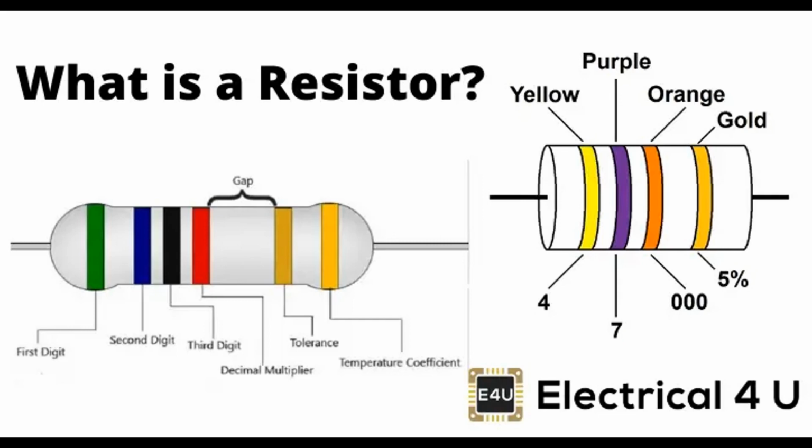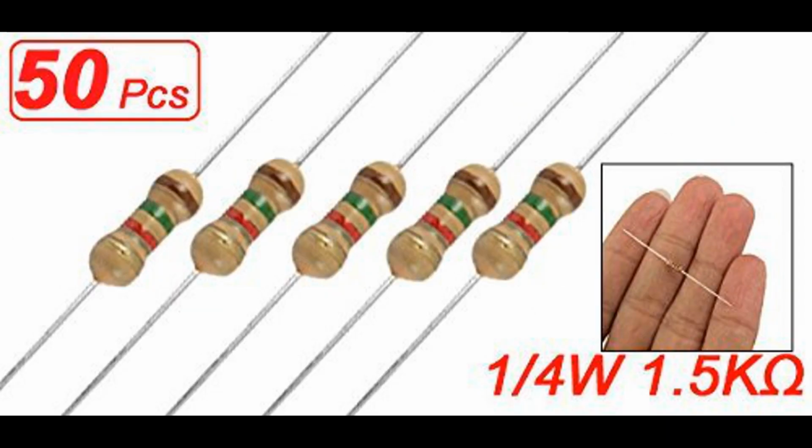Oscillators and timing circuits. Resistors are used in conjunction with capacitors to set the time constants in oscillator circuits, such as RC oscillators. They determine the frequency of oscillation in timers and clock generators. Voltage references. Precision resistors are used as part of voltage reference circuits to generate stable and accurate reference voltages for analog to digital converters, ADCs, voltage regulators, and other applications.